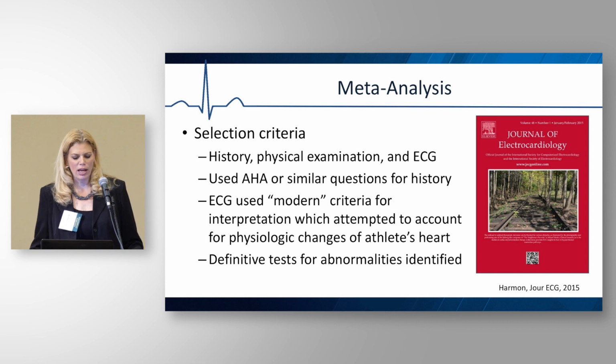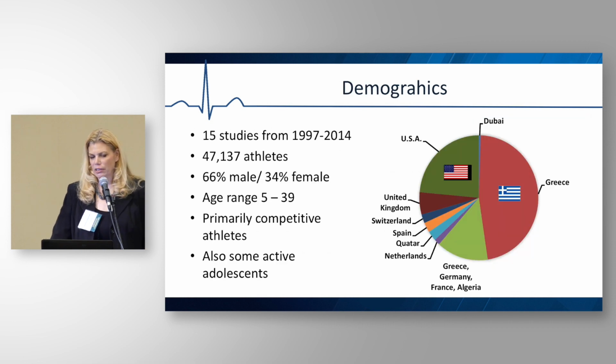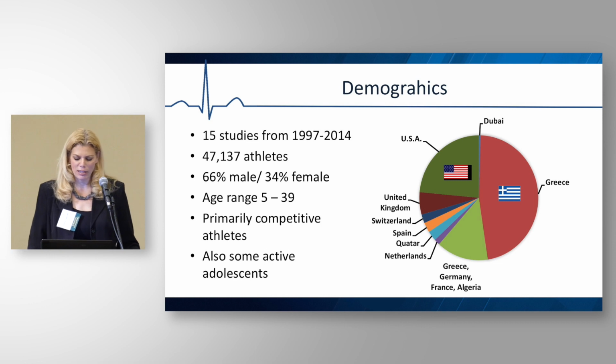They had to use AHA or similar type questions in their history exam. They needed to use some sort of modern criteria that attempted to distinguish physiologic changes from athlete's heart from pathology. And they needed to have definitive testing of abnormalities, not just this many were abnormal. We found 15 studies that met that criteria, included about 50,000 athletes. You can see the breakdown from the different countries there.